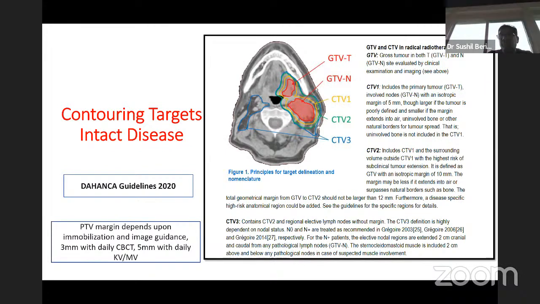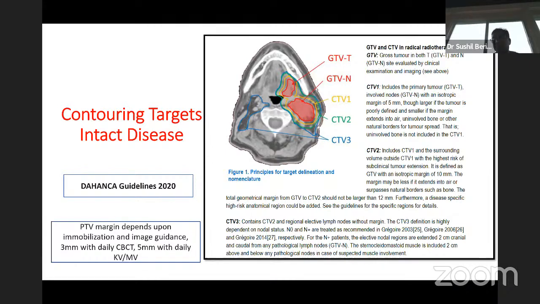Now, the PTV margin, which is the question I asked, varies, but if you're using 3D imaging like CBCT daily, then there is data to suggest that we can reduce the margin to 3 millimeter. And by doing it, the locoregional recurrence looks very similar to what it would be with 5 millimeter, but the risk of mucositis, swallowing difficulty, and xerostomia goes down.